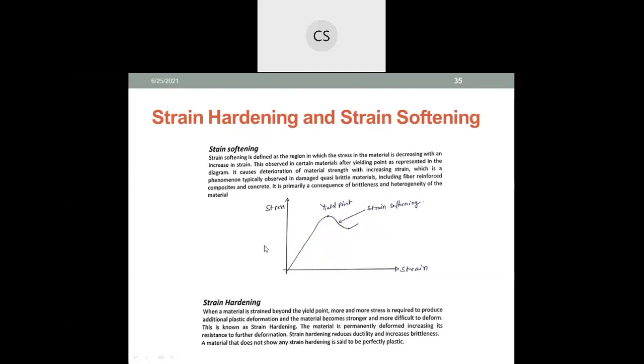In the same manner, just now we have seen the general case. In the general case, what exactly happens after the yield point: it increases, goes to maximum, then decreases. So this is what exactly. I hope you can see that.